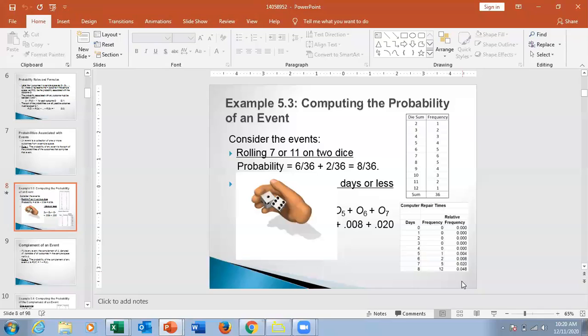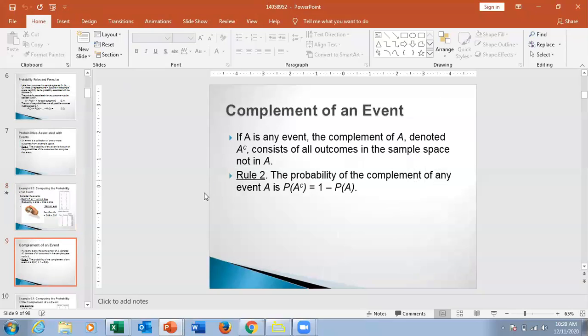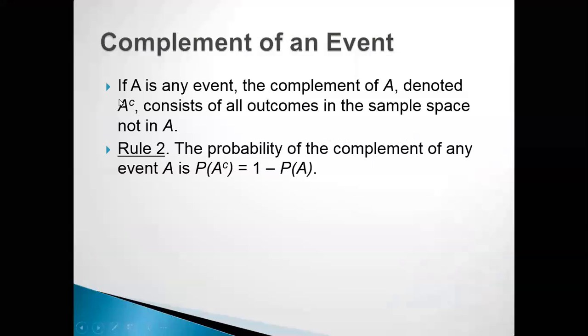This one, relative frequency is there, okay? So then the next concept that we have discussed was: if A is any event, the complement of A, denoted A raised to C, consists of all outcomes in the sample space not in A, right? So if any event is going to happen, the complement means what is not included in this event.